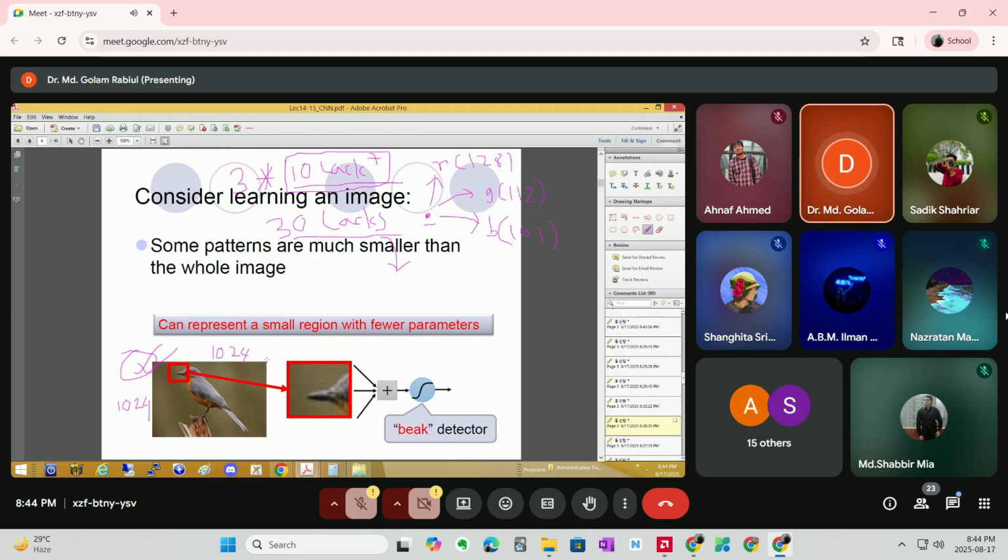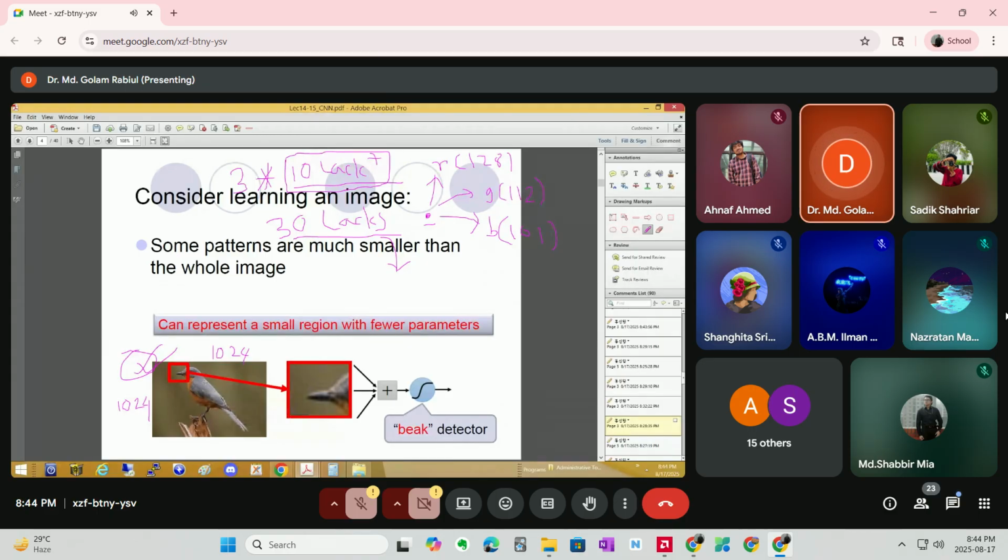The first thing is that this is the image, but whether all those pixels are necessary or not. So what do we want to learn from this image? In this image, there is a bird. We want to know the name of this bird, or we want to classify the bird. So that's our target: to classify this bird.